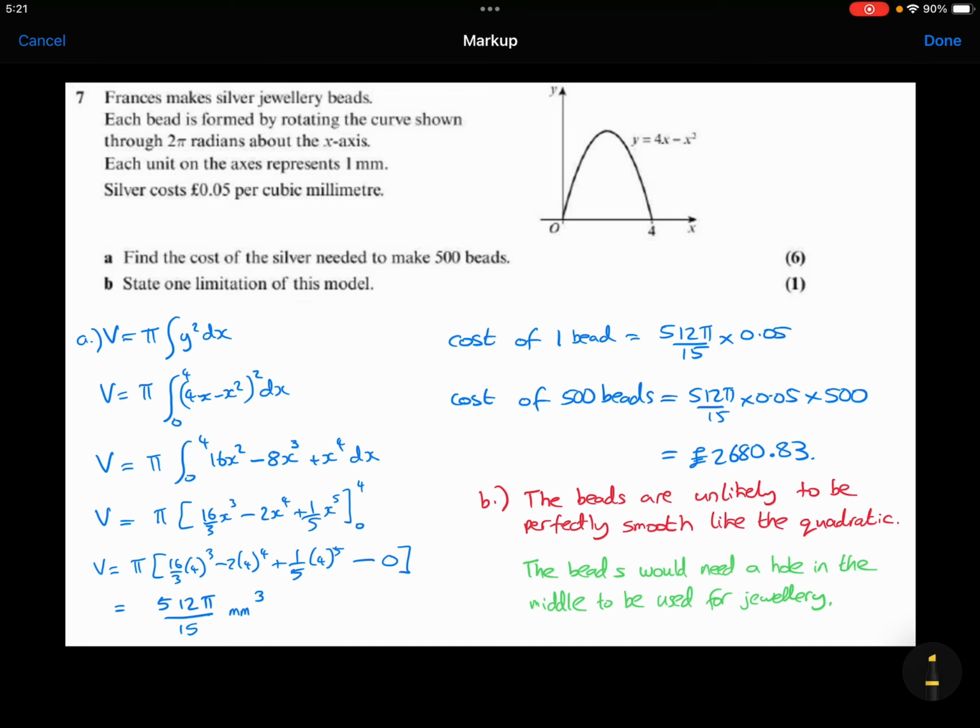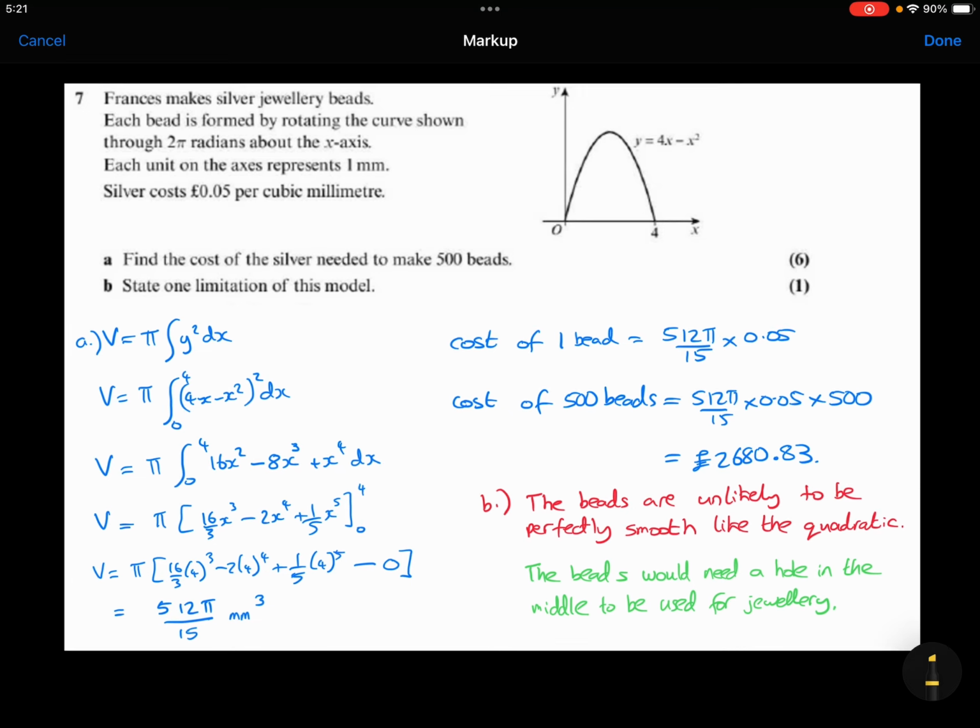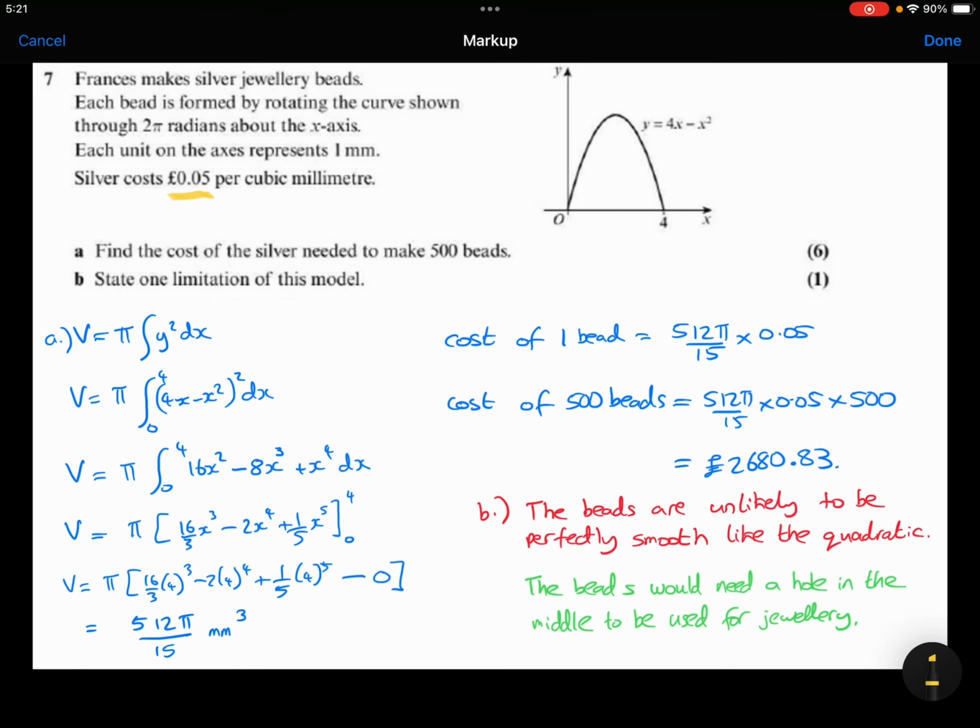So we are going to find the volume of one of these beads in millimetres cubed. We're going to multiply it by 5p to work out the cost of one of these beads, and then we'll times it by 500 to work out the cost of 500.